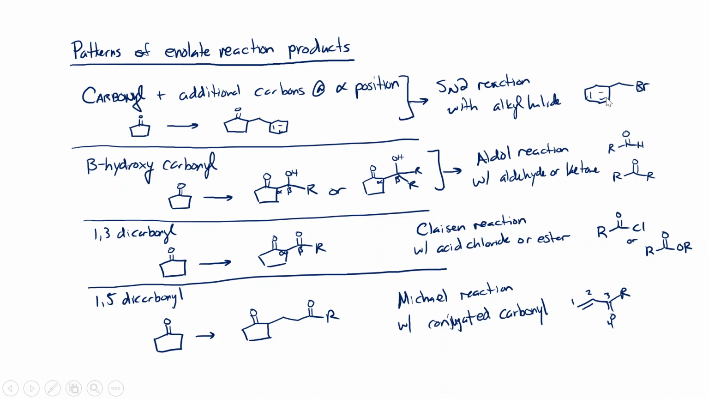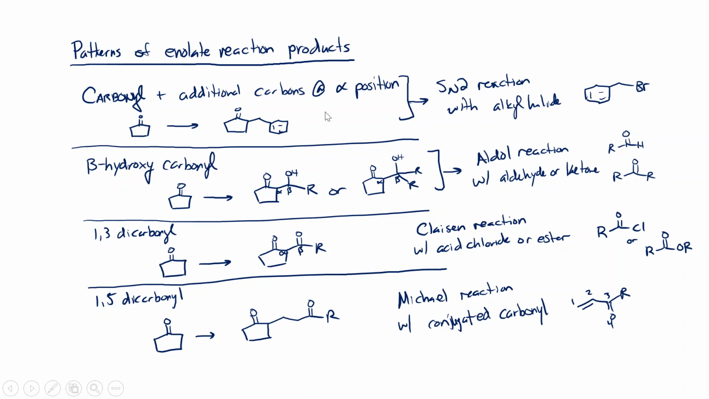So in this case, we have 7 carbons. Those 7 carbons get added to the alpha position. If we have an alcohol in our product, that's going to favor the aldol reaction. If we have a ketone in our product and it's a 1,3-dicarbonyl, we're going to favor the Claisen reaction. If we have a ketone that's a 1,5-dicarbonyl, we're going to use the Michael addition.